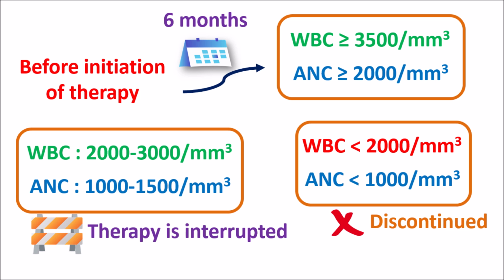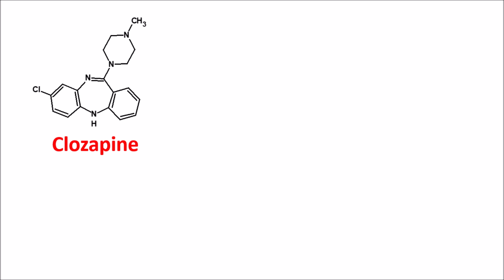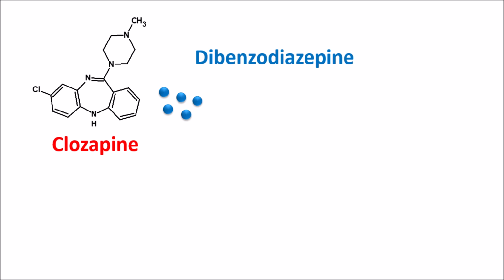Even though the exact mechanism for the development of agranulocytosis is not clear, the metabolism of clozapine is important. This is the structure of clozapine. This is one of the dibenzodiazepine derivatives. Here two benzene rings are attached with a diazepine ring, so it is a dibenzodiazepine. This clozapine can undergo metabolism within the liver, and this metabolic process is carried out by the cytochrome P450 system.